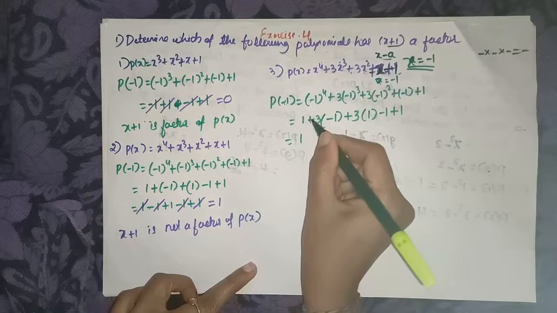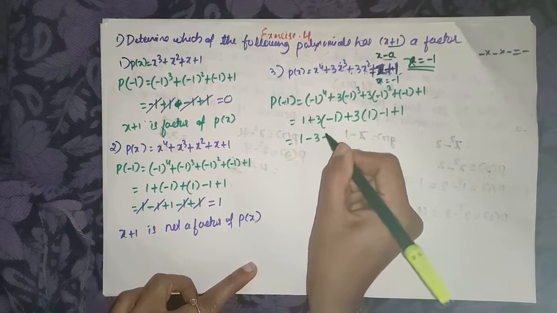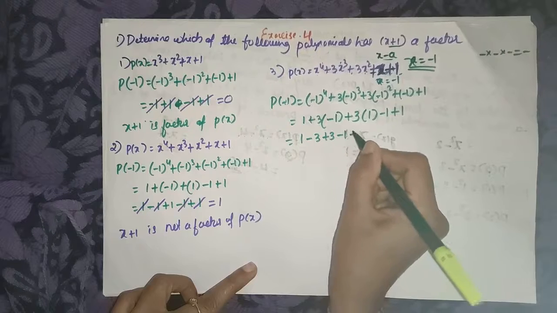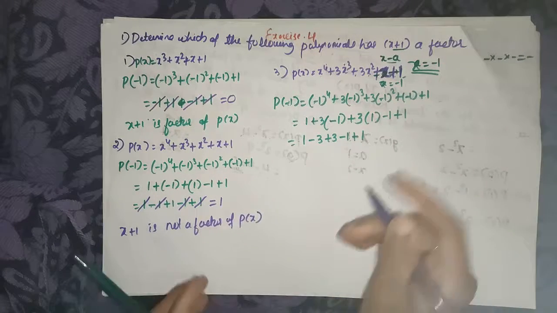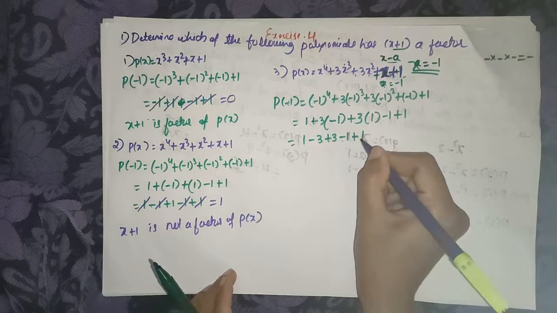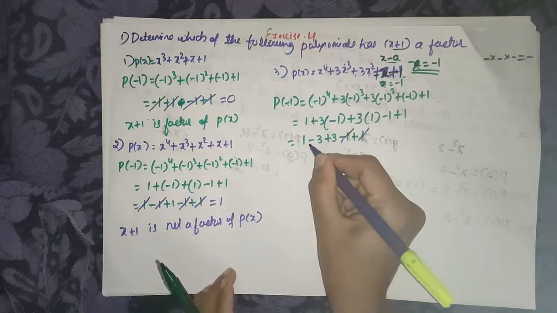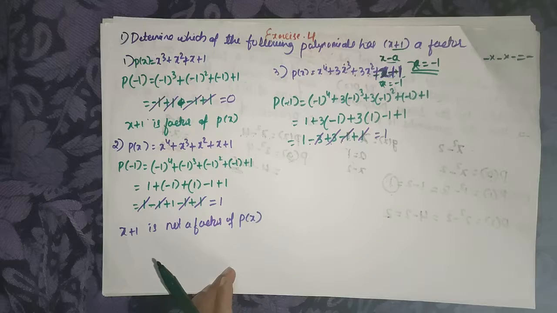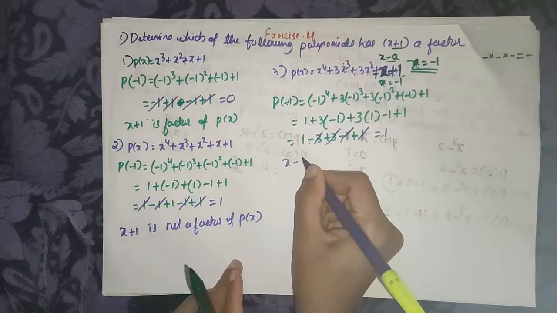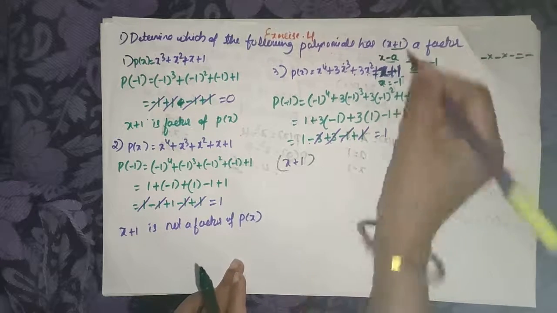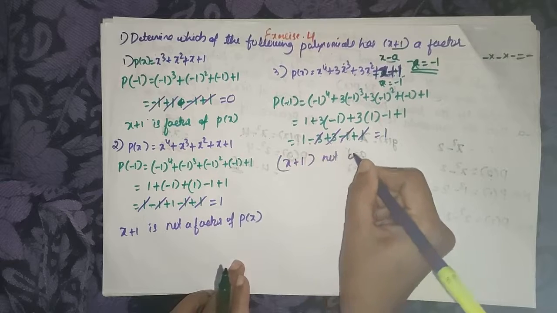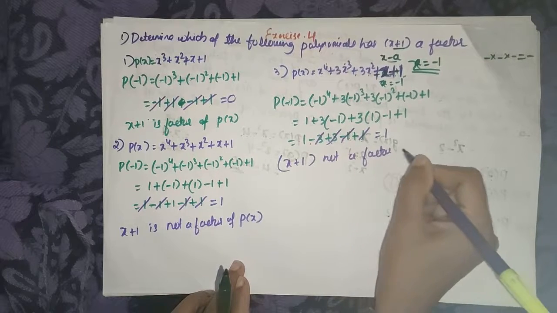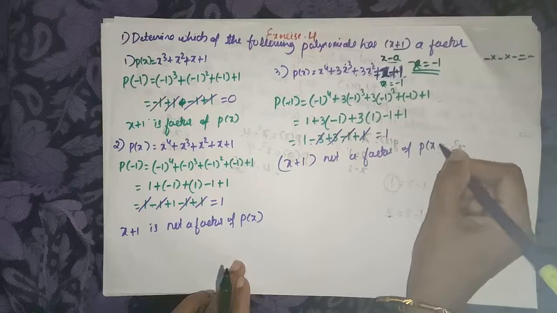So this is 1 plus into minus minus 3 plus 3 minus 1 plus 1. Here also plus 1 minus 1 equals 0, plus 3 minus 3 equals 0. So the remainder is 1. So it means x plus 1 is not a factor of p of x.